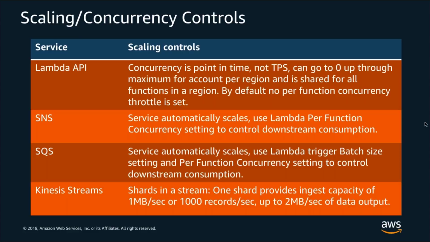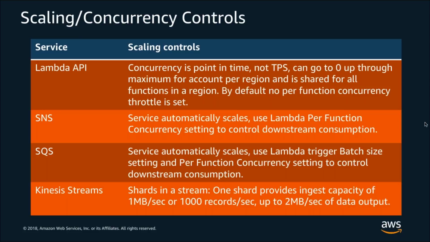And now when it comes to the Lambda integration, you define the batch size, so the number of records that are going to come as part of a single invocation payload. And then you can also configure the per function concurrency setting to control, again, any downstream consumption or impact to underlying services. Now, Kinesis is a little bit different. With Kinesis today, you do have to think about the number of shards that you have in a stream. And so a single shard provides an ingest capacity of 1 megabyte per second, or about 1,000 records per second, and then an outbound of up to 2 megabytes per second of data. So basically what this means is that you can actually read from Kinesis slightly faster than you can write to it.